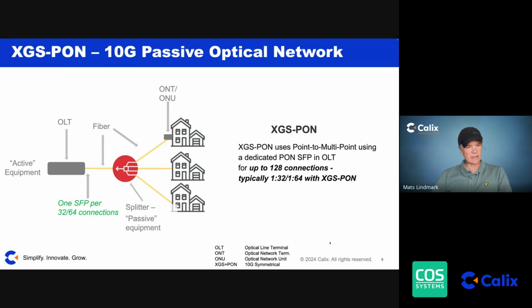A single SFP can handle 32 connections, whereas if you look at the switch, it needs 32 SFPs to handle 32 connections. So this means that you can save a lot of energy and a lot of active equipment in the network, and at the same time get an upgrade to higher speeds and better service for all of your end customers.